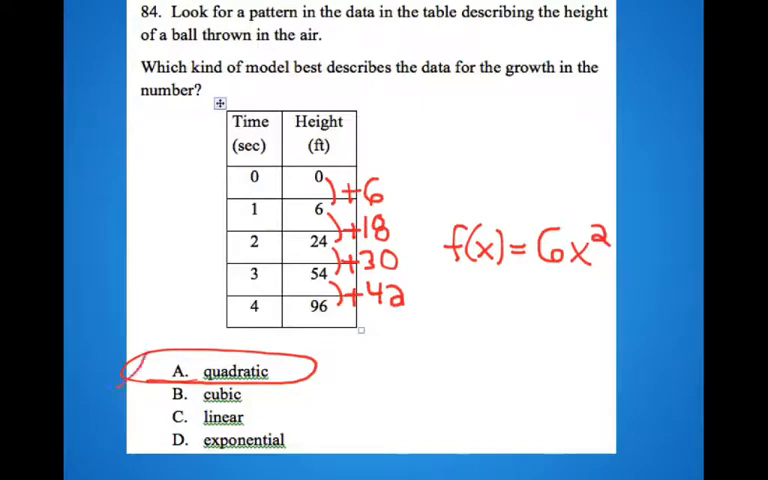This one actually turns out to be quadratic, and the function that actually works for this is 6x squared. You can try it. If you plug in a 1, it'll give you 6. If you plug in a 2, it'll give you 24, etc. So it does work.